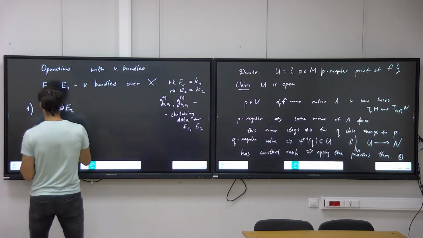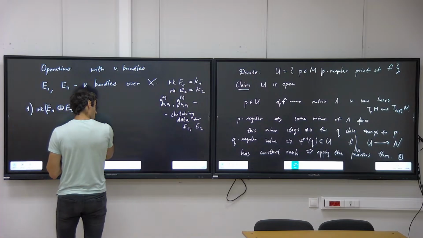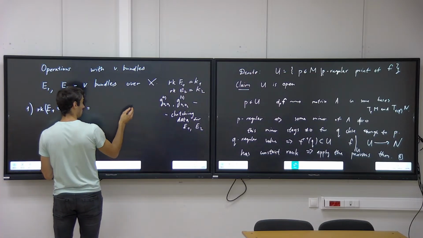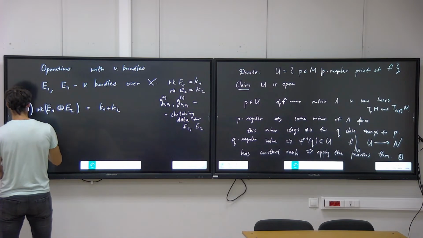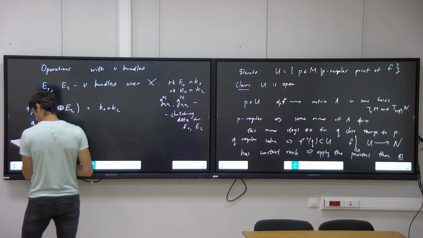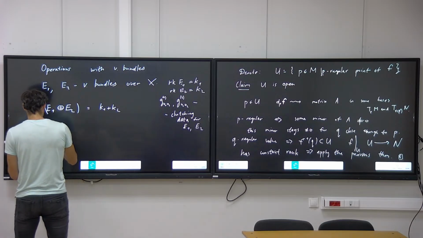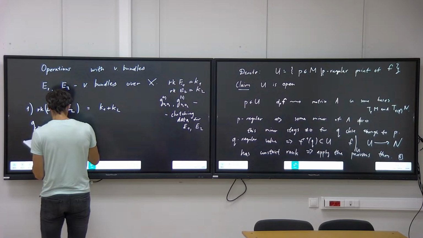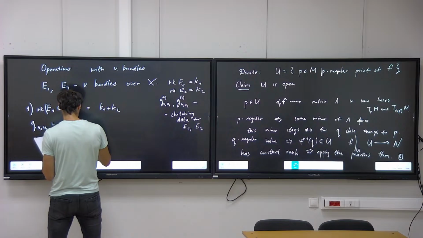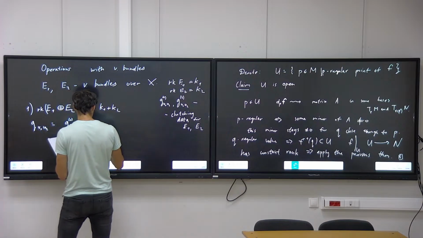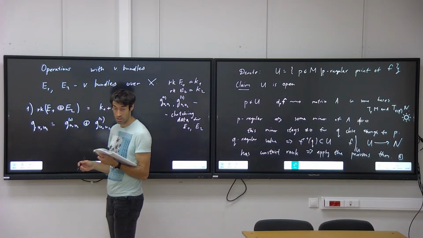So here I just specify that the rank of this is k1 plus k2, right? And the corresponding clutching data g, on the same cover, is just g of U1, U2 plus g of U1, U2. This kind of defines everything for me, right?